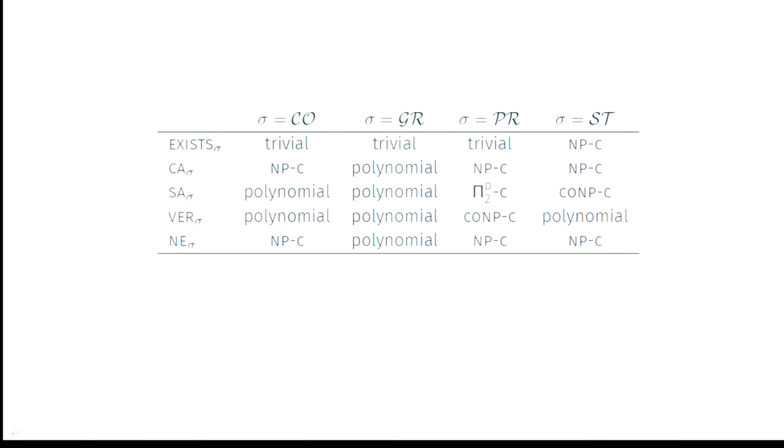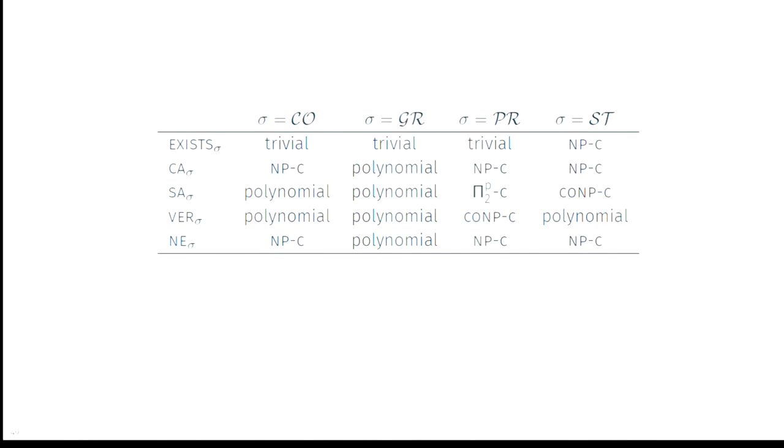Credulous acceptance means, given a semantics that gives you potentially a set of extensions, whether an argument exists in at least one of those extensions. This is defined as credulous acceptance of an argument. So whether there is at least one extension to which the argument belongs. And this is NP-complete for complete and preferred, polynomial for grounded, and NP-complete for stable as well. So basically you have to identify a set that is an extension that satisfies those requirements in which the argument belongs.